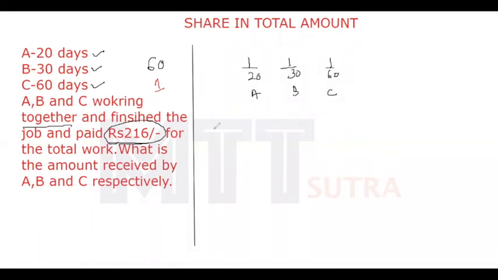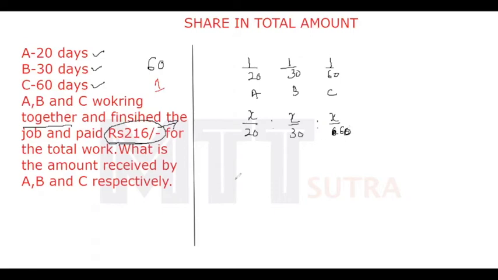Suppose they take X days to finish the job. I am not going to find out how many days they require. Suppose they take X days, so the total work done by A till the completion of the job is X by 20, and for B it is X by 30, and for C it is X by 60. Now the basic thing is that you have to divide the total amount in the ratio of the amount of work done by the individuals. So the total amount will be divided in this ratio, that is X by 20 is to X by 30 is to X by 60.